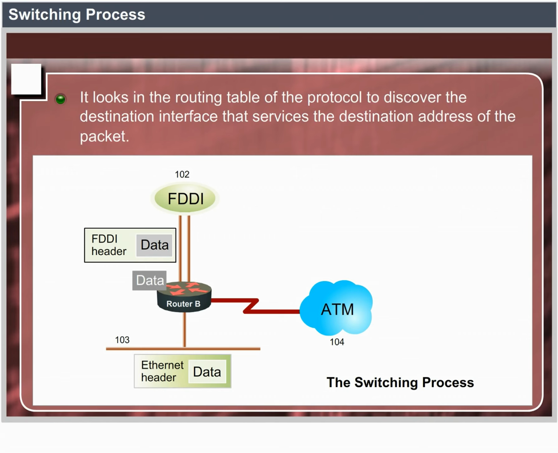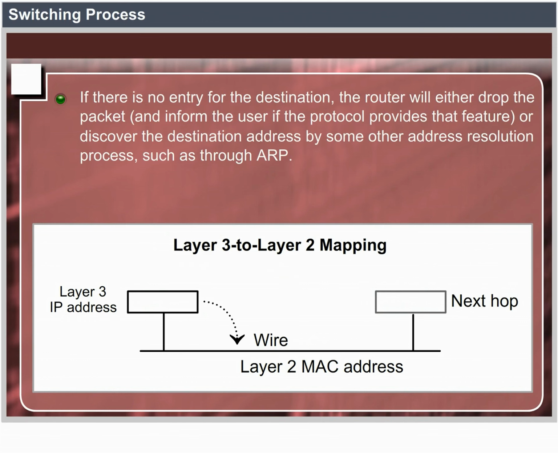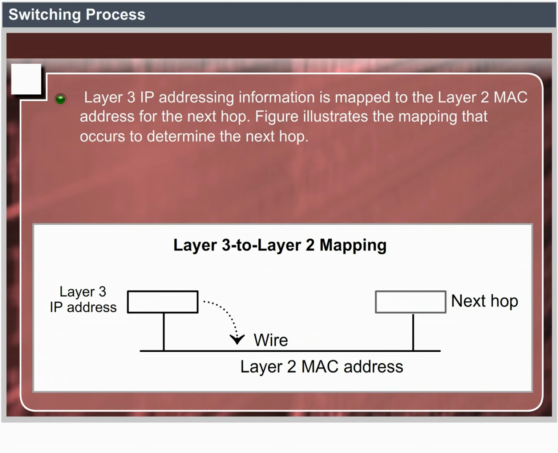The destination address is stored in tables such as ARP tables for IP or AARP tables for AppleTalk. If there is no entry for the destination, the router will either drop the packet and inform the user if the protocol provides that feature, or discover the destination address by some other address resolution process such as ARP. Layer 3 IP addressing information is mapped to the Layer 2 MAC address for the next hop. Figure 2 illustrates the mapping that occurs to determine the next hop.